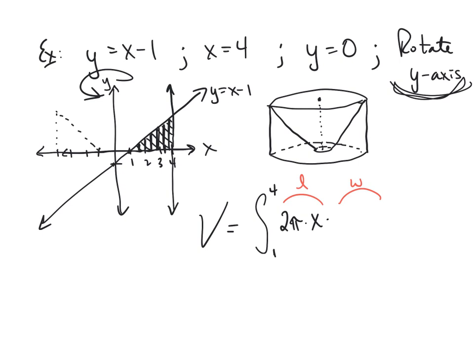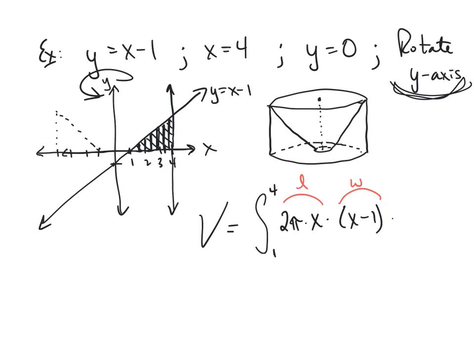We need to make sure that fella's in terms of x. So how do we find that value? Well, we actually have a function. Let me choose my laser pointer here. We have a function that gives us that width. Notice it says y equals, because all of these are vertical measures. Vertical measure, y equals what? x minus 1. So we can replace the width with x minus 1.